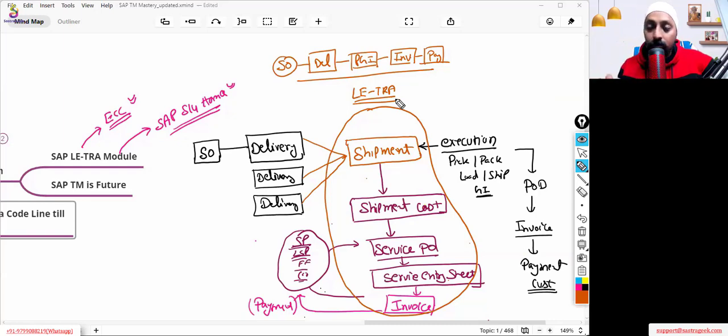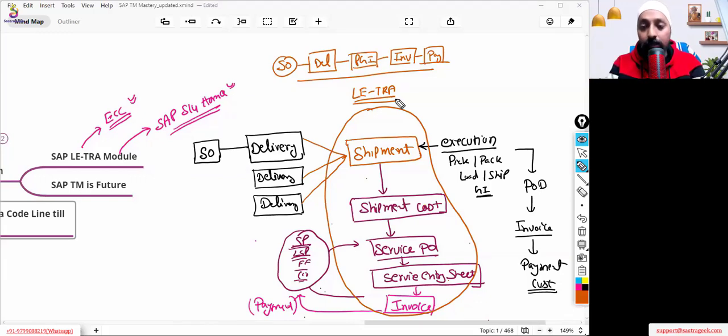Generally for the logistics module, you get it with SD, MM, IM. They also give a license for LE-TRA, which you would be able to use. A lot of companies were using these modules just to handle the shipment module with limited capabilities in the ECC system. When they jump into S4HANA, they can still use the same LE-TRA concept, but it would be basic in nature and you will not have a planning option in it.